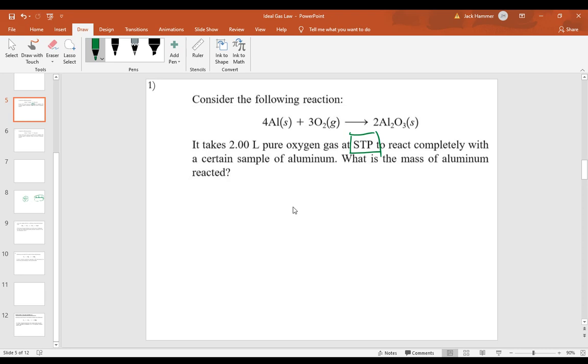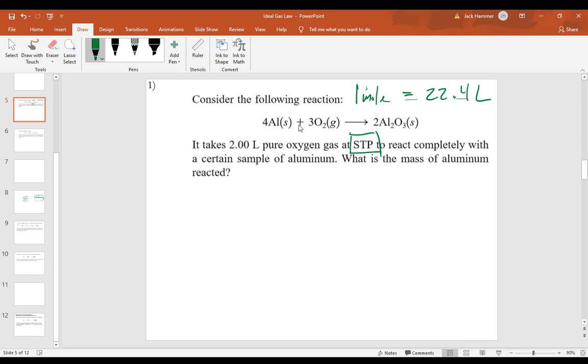So anytime they tell you that you're at STP conditions, please remember that we can assume that 1 mole of a gas is equivalent to 22.4 liters in volume. Okay, so that's how we get between moles and liters in these kinds of problems.